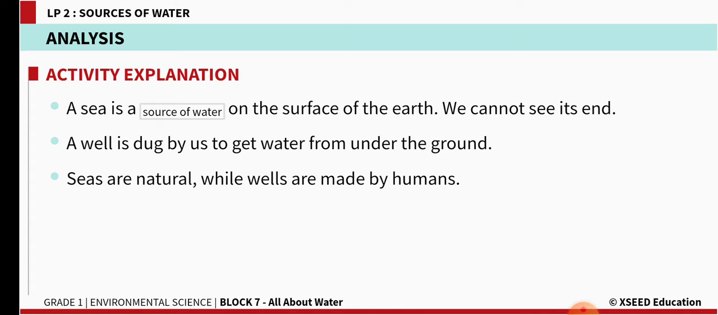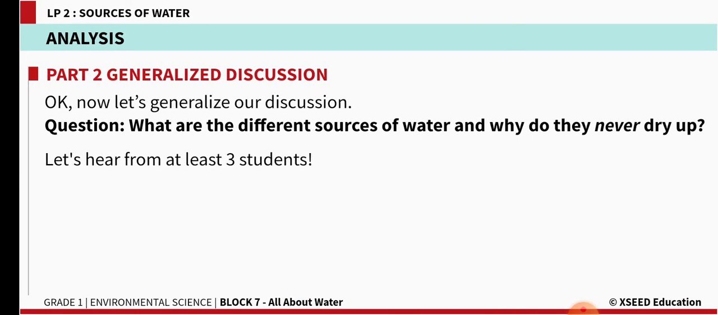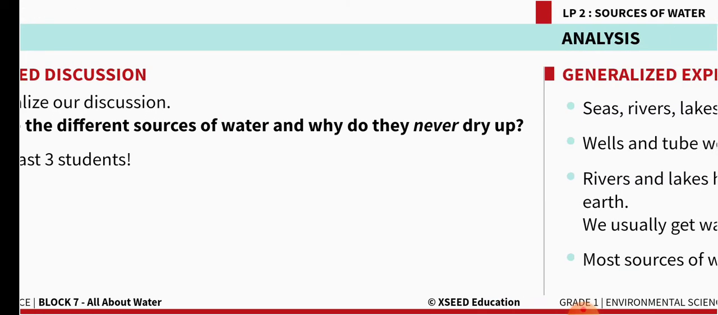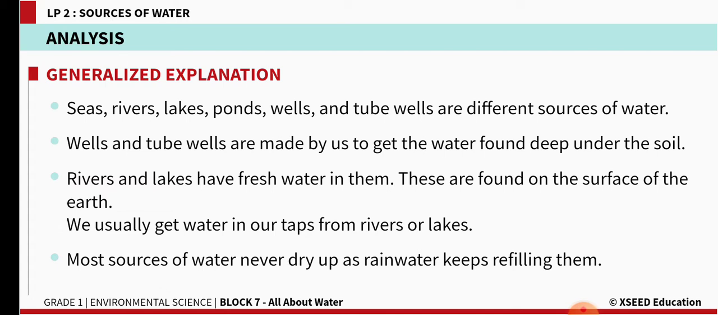Another way we can categorize them is that sea and river are all natural, but tube wells and wells are all made by humans. If they want water, they will dig and they will get it, children. What are the different sources of water? Why do they never dry up? See why they never dry up, children? Because the rain is filling them.